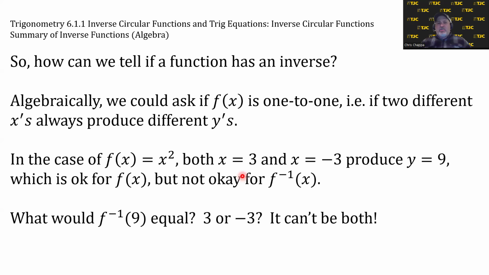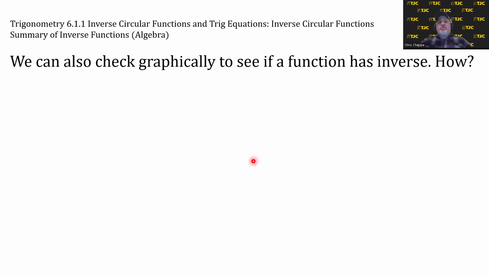In the case of this function, both 3 and negative 3, 2 different x's, produce the same y, 9, which is okay for a function, but not okay for its inverse. Besides, what would f inverse of 9 equal? 3 or negative 3? It can't be both. Functions don't do that. We can also check graphically to see if a function has an inverse.